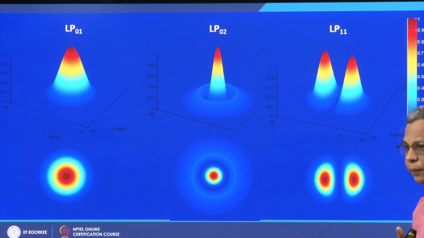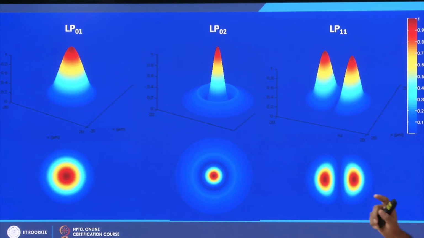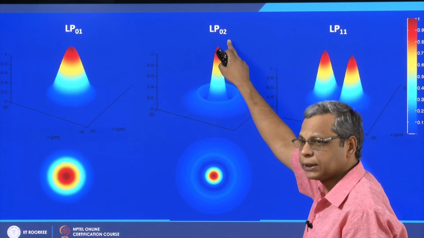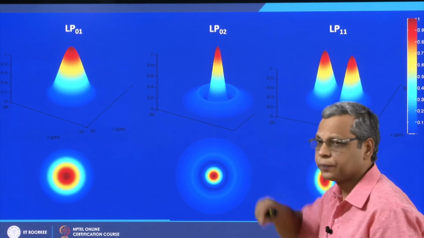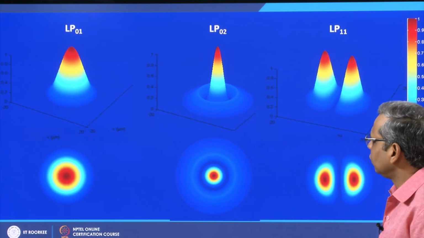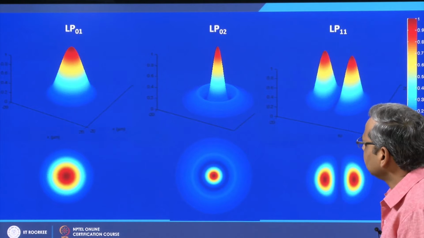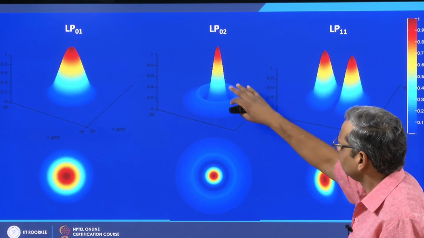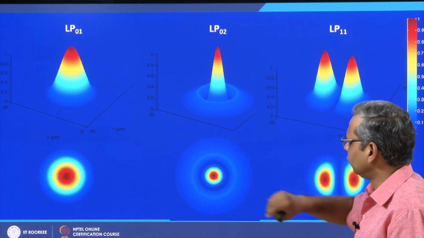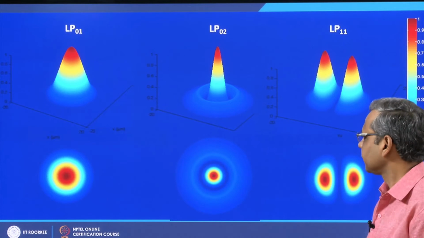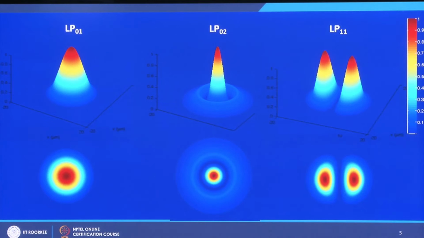LP02 mode will admit 1 zero because it is the second mode in the L equal to 0 series. So, it will admit 1 zero in the core. So, it will go down. This is the intensity plot. If you look at it from the top, it would look like this, and there would be a 0 at r equal to something here, in the core itself.